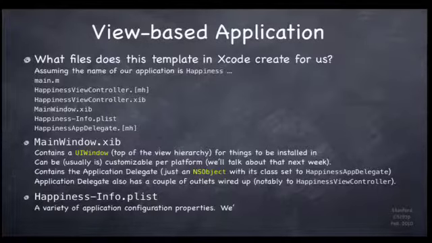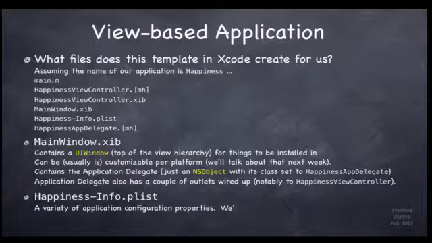MainWindow.xib. This is kind of an odd little nib file. It contains a UIWindow. Remember I told you in an iPhone app or an iPad app, there's usually only one UIWindow. It's the very top level of the view hierarchy. Well, that UIWindow is created in this MainWindow.xib, because in your HappinessViewController.xib, there's no window in there. It starts with a view, the view of your view controller. So the UIWindow is created here. It also has an object in it, which is called your application delegate, which is a subclass of NSObject, and it happens to implement the UIApplicationDelegate protocol.